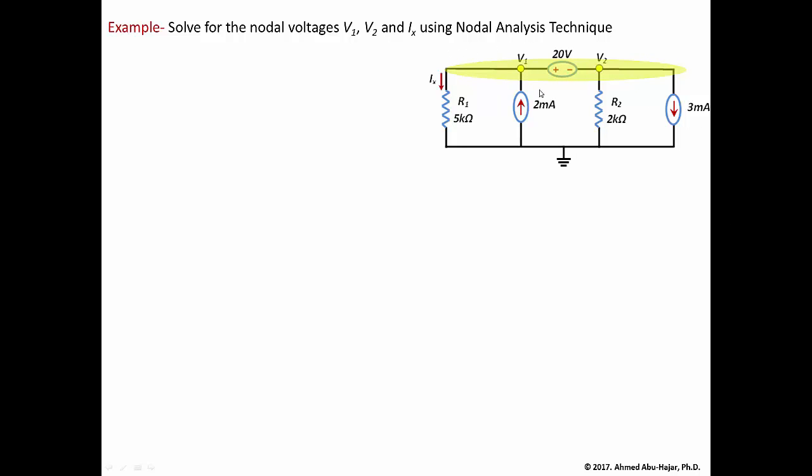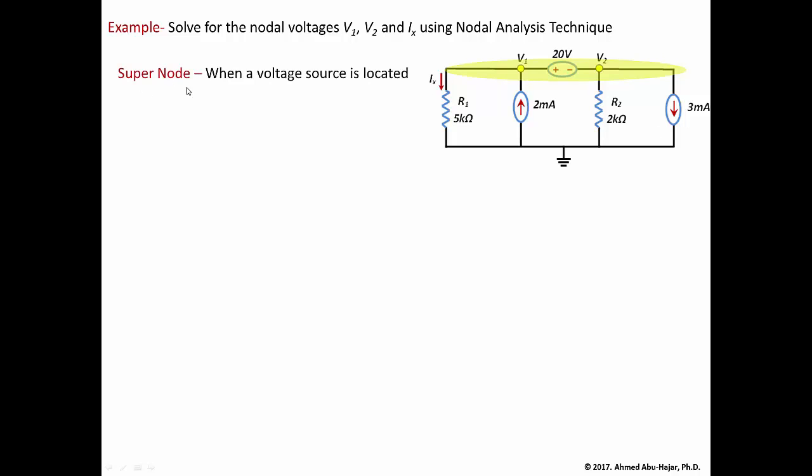So the trick around it is to combine the two nodes using the Gaussian surface. So think of a balloon that combines the two nodes. A balloon that will include the entire two nodes, like shown here. Then we call it a supernode. We call it a supernode because it combines the two nodes. Now the problem becomes much easier because we can sum all the currents leaving the supernode and set it equal to 0.